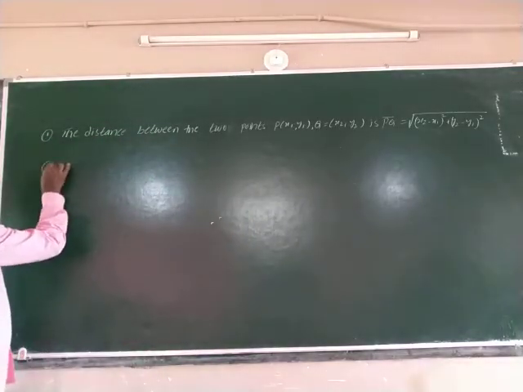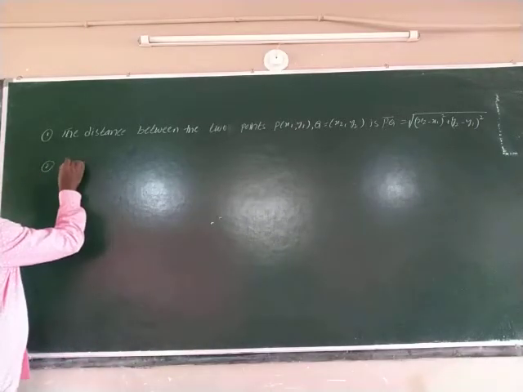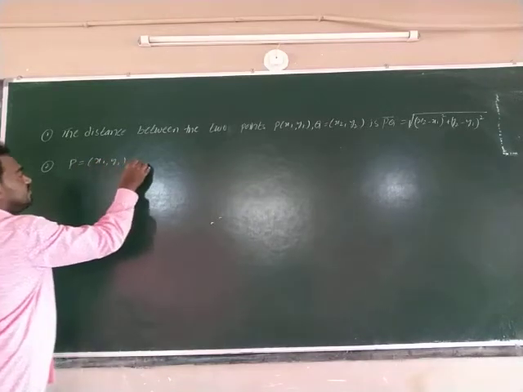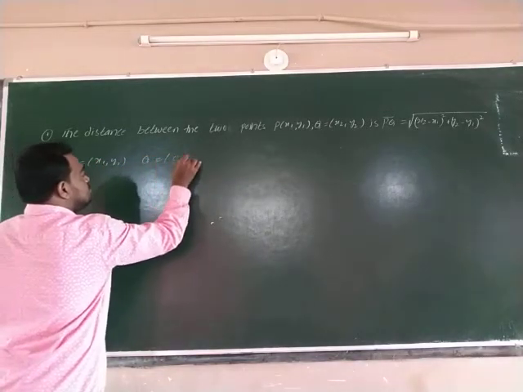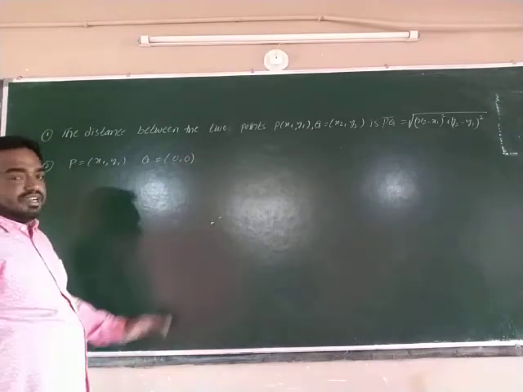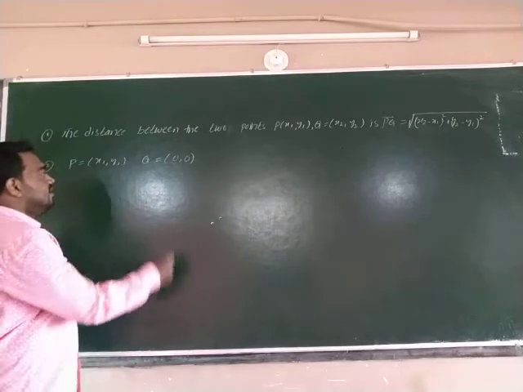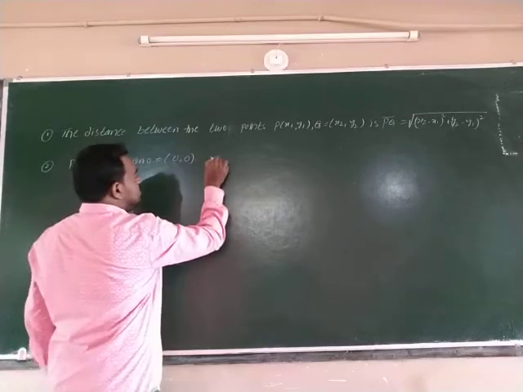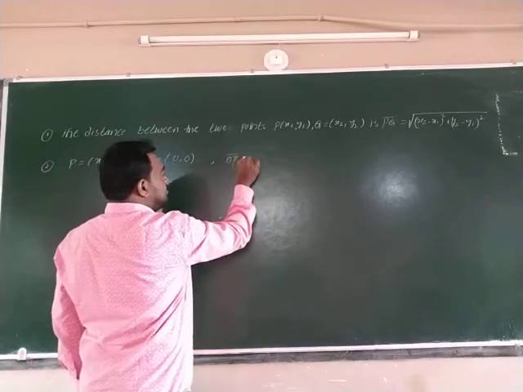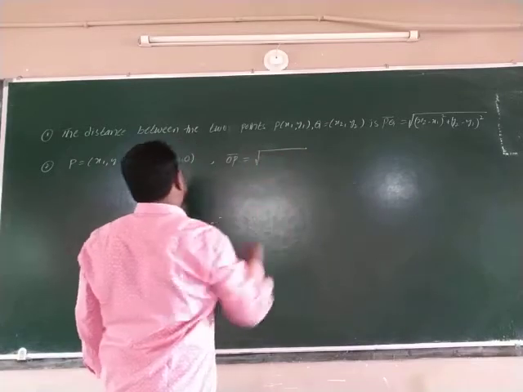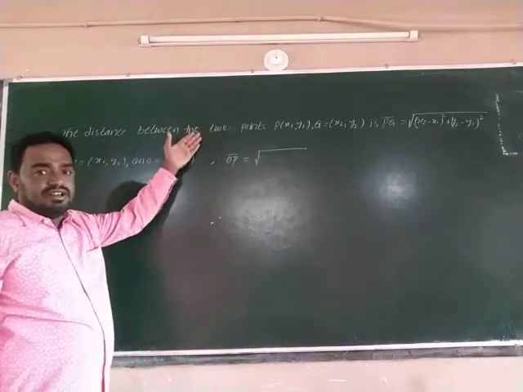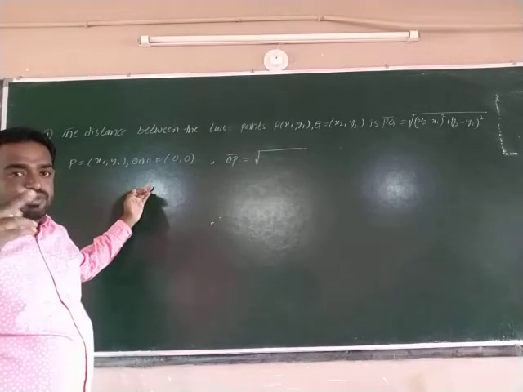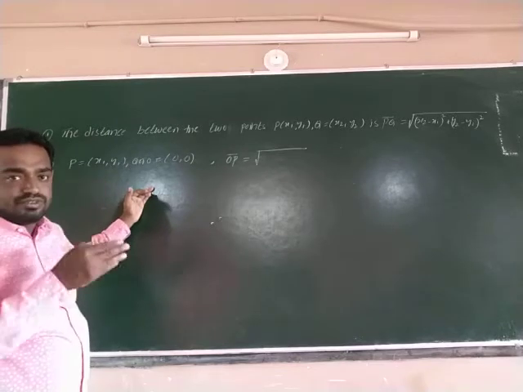Second, P is equal to (x1, y1) and Q is equal to (0, 0). That means the origin. The distance from the origin to P, we can write as OP. So the distance from the origin to the point is equal to the square root of, what is the formula? According to this formula, (x2 minus x1) whole square plus (y2 minus y1) whole square: the difference between the x coordinates whole square plus the difference between the y coordinates whole square, under root.